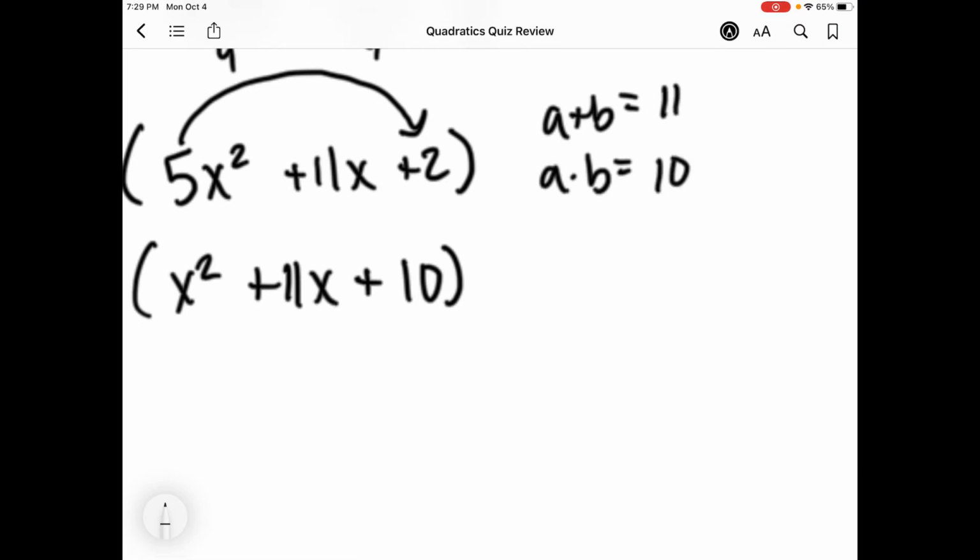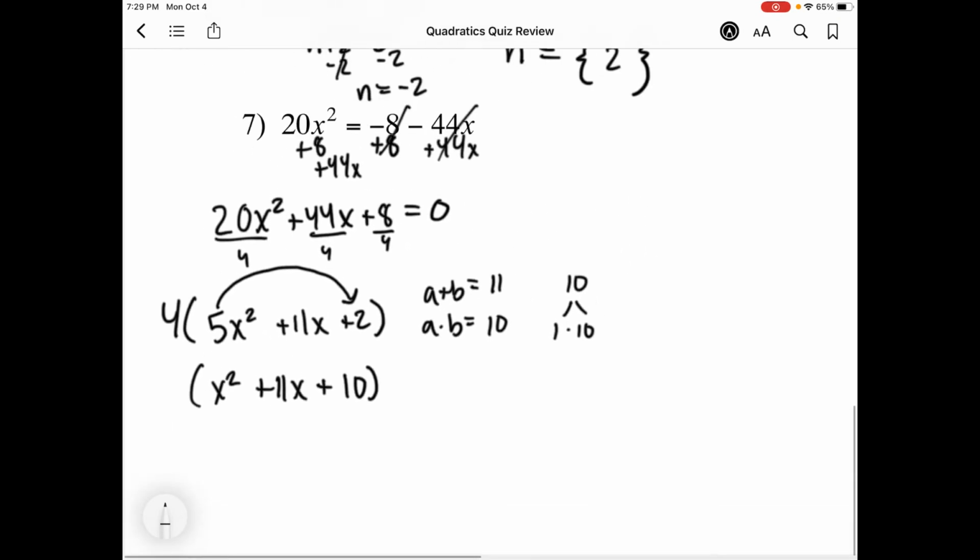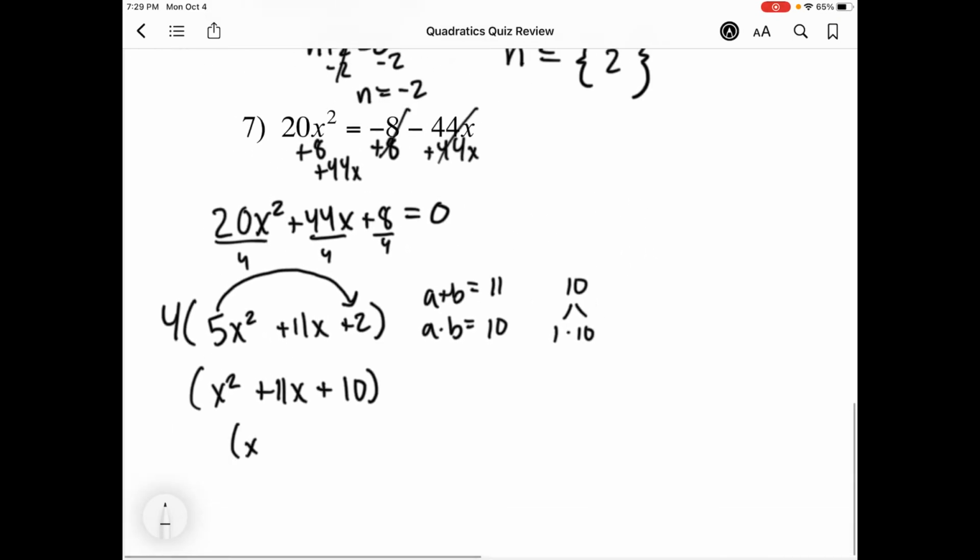So I'm going to look for 2 numbers that add up to 11, and if you multiply them, they equal 10. So we're going to make a factor tree for 10. We're going to do 1 times 10. And that actually works. That first set works, right? 1 plus 10 is 11. 1 times 10 is 10. So we write x plus 1 times x plus 10.